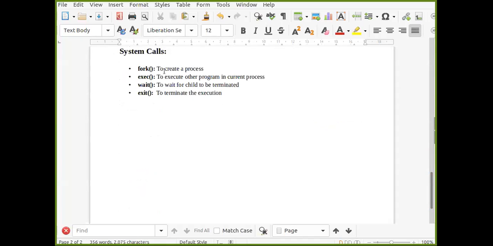Like fork, it will create a new process. Exec, it allows you to execute another program in the current process. Wait, it allows the parent process to wait for the child to be terminated. And exit, it allows you to exit the process. So these are the very important system calls that you need to work on. Maybe in the next lab you will be working on this. I'll give you some assignments based on this. So you better go through this idea of fork, exec, wait, and exit. Okay, these are the system calls which you use to work with processes. And this is not the exhaustive list. There are a few more.